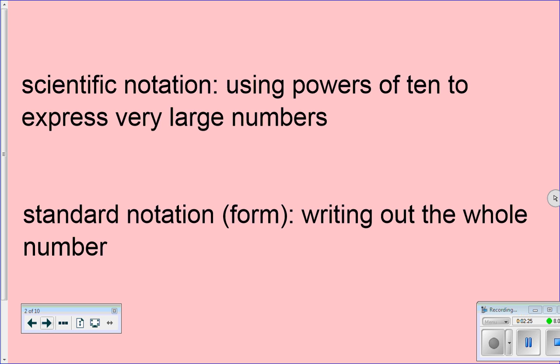What's that? Not necessarily the zeros, no. Okay, and I'll explain why in a second.